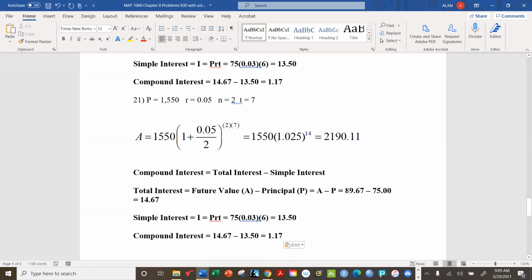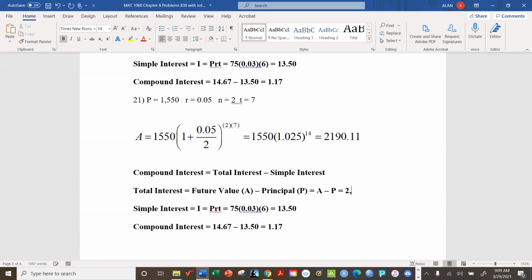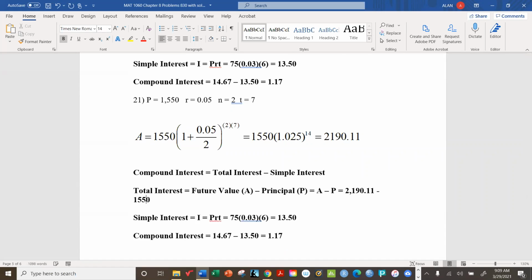So here we have a future value of $2190.11 minus the principal, which is 1550. And so the difference between those two is $640.11. The simple interest in this case is 1550 times 0.05 times 7.